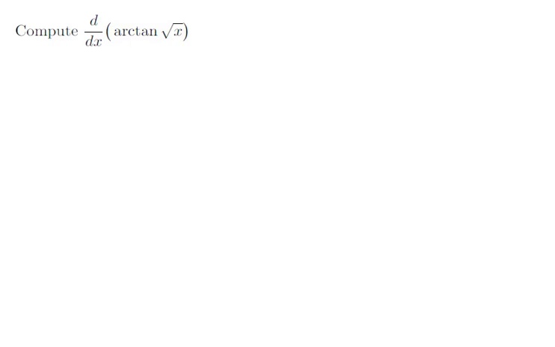Compute the derivative of the arctangent of the square root of x. Let's start by prepping this function. This is the arctangent of, don't forget the parentheses, x to the 1/2, getting rid of those radicals. So this is just a basic chain rule problem.